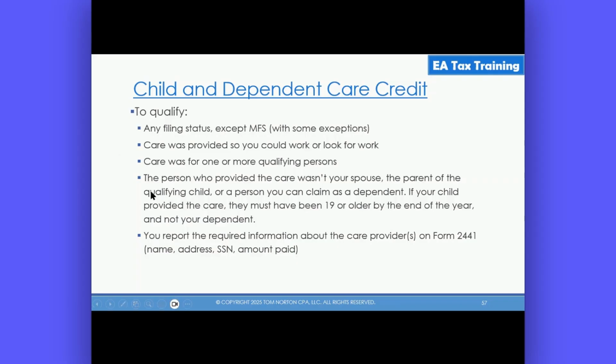And then you must report required information about the care provider on Form 2441. So you have to let the IRS know their name, their address, their social security number, and the amount you paid, because the IRS wants to make sure that that person is reporting the income on their tax return.